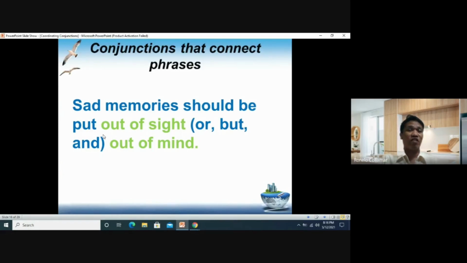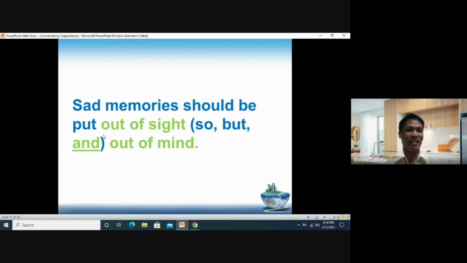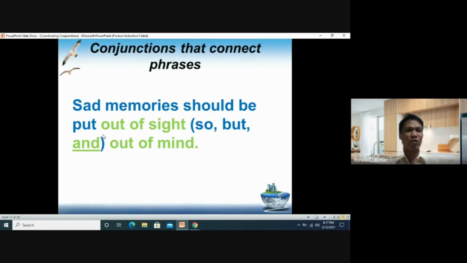Sad memories should be put out of sight, blank out of mind. So what do you think is the coordinating conjunction that completes the combination? Would it be or? Would it be but? Would it be and? All right. So the answer is very nice. That's correct. We have the word and. So sad memories should be put out of sight and out of mind.